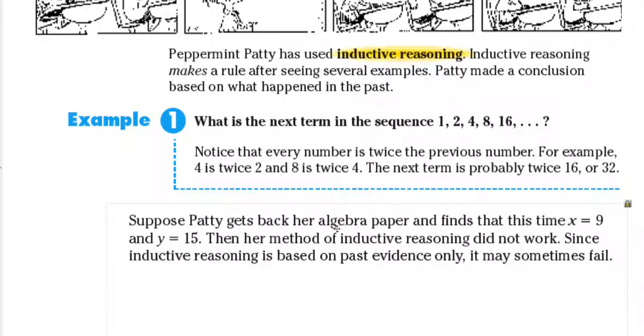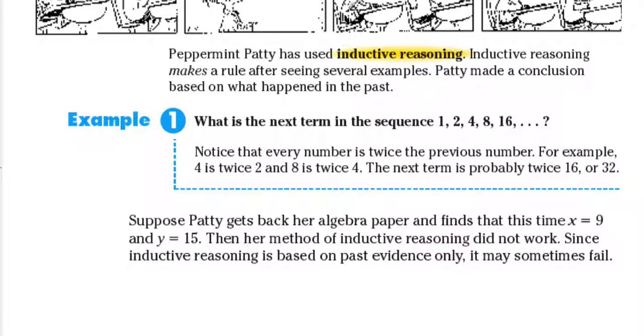Suppose Patty gets back her algebra paper and finds that x equals 9 and y equals 15. Then her method of inductive reasoning did not work. Since inductive reasoning is based on past evidence only, it may sometimes fail. You need to take note of that. Inductive reasoning may sometimes fail.